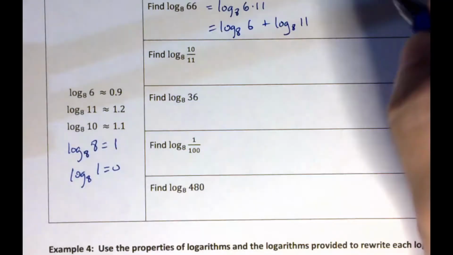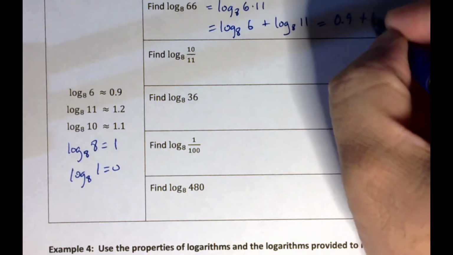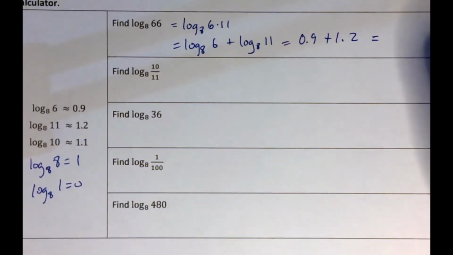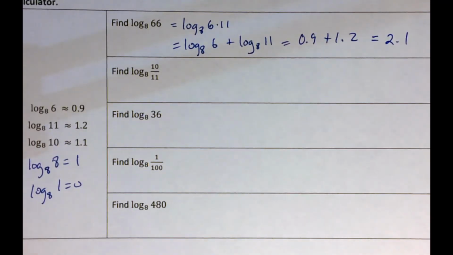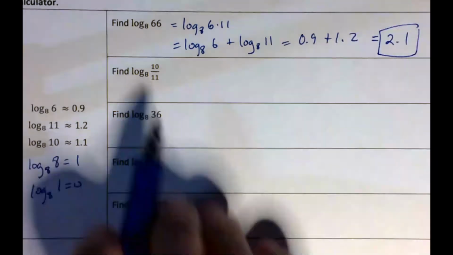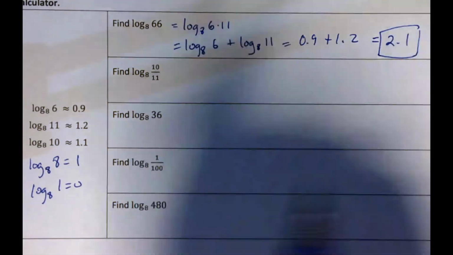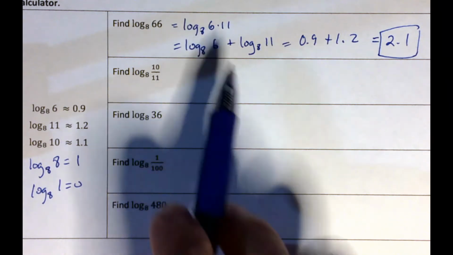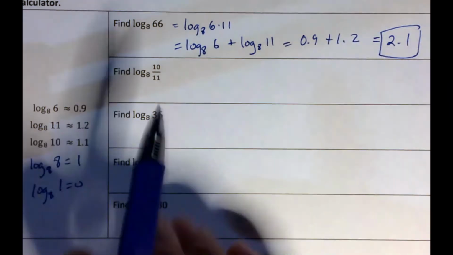So we're going to write 0.9 plus 1.2. That's going to give us 2.1. That's what we're looking for, so this is the final answer, and this is all the work that goes into it. If you skip any parts of it, that's fine. Most people will probably skip this step, so it's okay to go straight to this and get these answers. All right, let's do the next example.